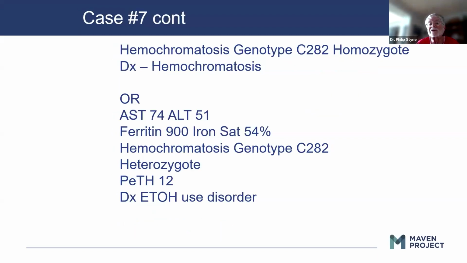He has hemochromatosis, okay? Very treatable with phlebotomy. Or another patient, similar, but his ferritin is high, but not super high. And his hemochromatosis genotype is heterozygote, not homozygote. And you do a PETH and it's off the charts. The diagnosis is a young man who's an alcoholic and doesn't admit it. Next slide.